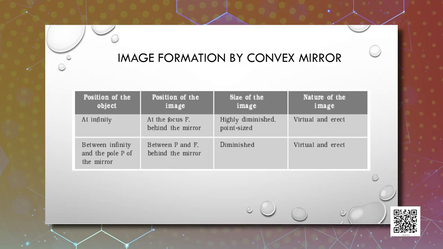Now let us consider the case when the object is not at infinity. The object can be placed anywhere in front of the convex mirror. The ray, which is parallel to the principal axis starting from the object, will appear to pass through the focus of the mirror. Another ray, which is directed towards the center of curvature of the convex mirror, will simply retrace its path. These two reflected rays will apparently intersect at a point behind the convex mirror, forming a virtual, erect, and diminished image. The position, nature, and size of the image can be seen in the slide.